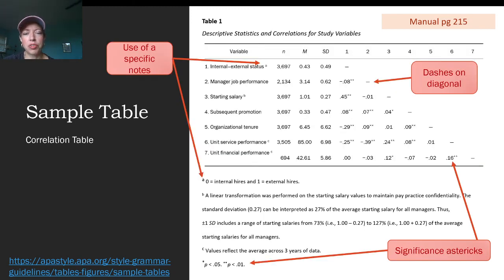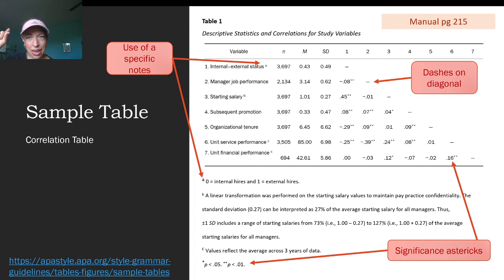Now here is an example of a correlation table. This one does not have a general note, but it does have specific notes with a superscript A, B, and C. And then at the end, it has the significant asterisks noted. And you can have 1, 2, or 3 as general for p less than 0.05, 0.01, and 0.001. And this is the way it should look.